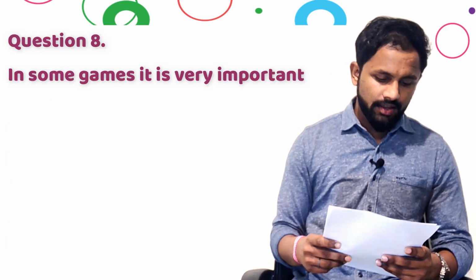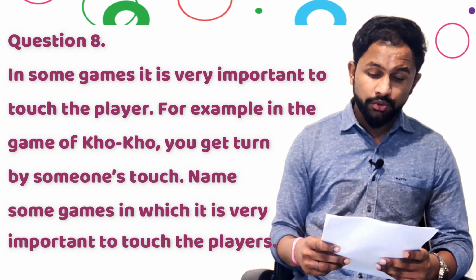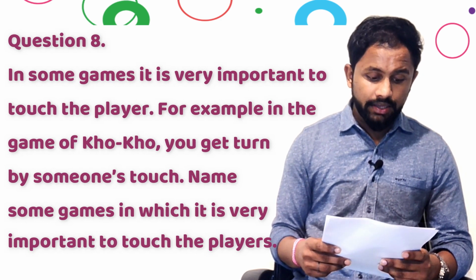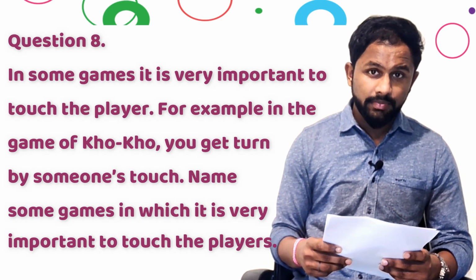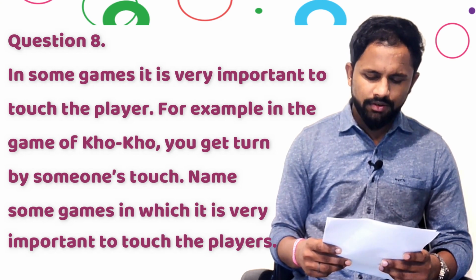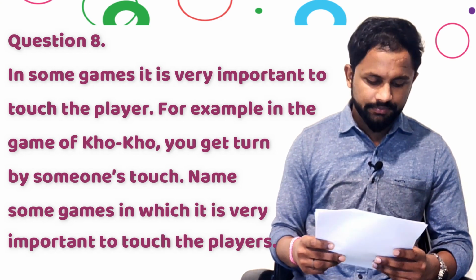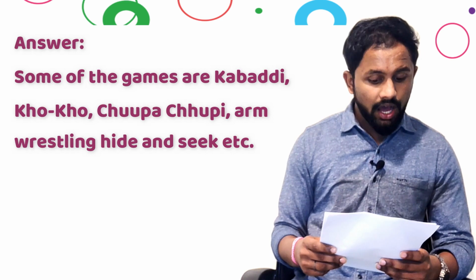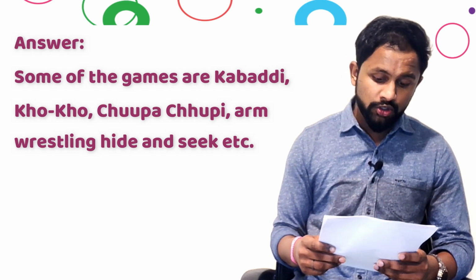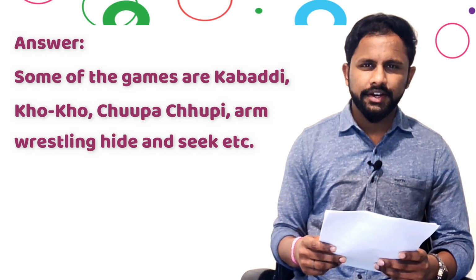Question number 8. In some games, it is very important to touch the player. For example, in game of Kho, you get turned by someone's touch. Name some game in which it is very important to touch the players. Answer. Some of the games are Kabaddi, Kho, Chupa Chupi, arm wrestling, hide and seek, etc.